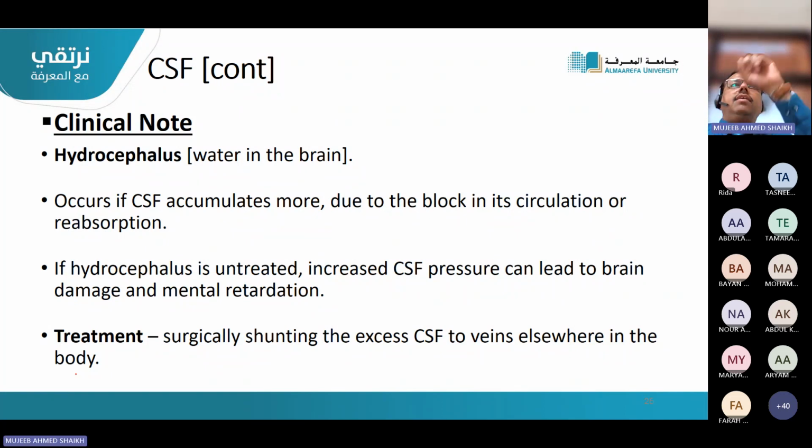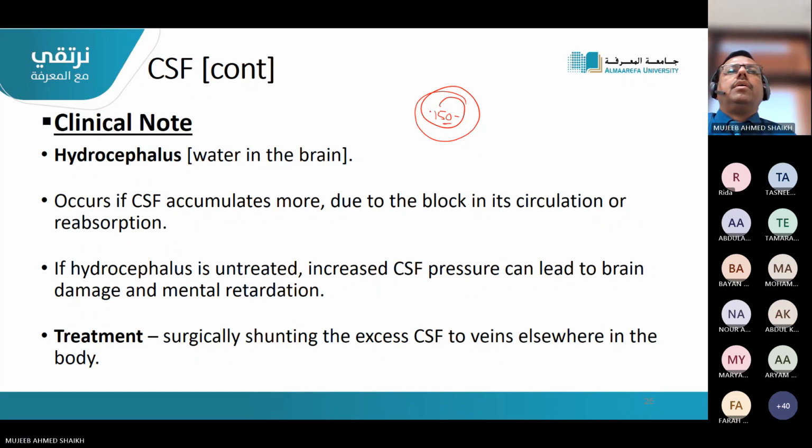So there is continuous circulation going on: forming, absorbing, forming, absorbing. But at any given moment, if you calculate the quantity, it is about 125 to 150 ml. If this formation is there and absorption is stopped, only forming, what will happen to this quantity?